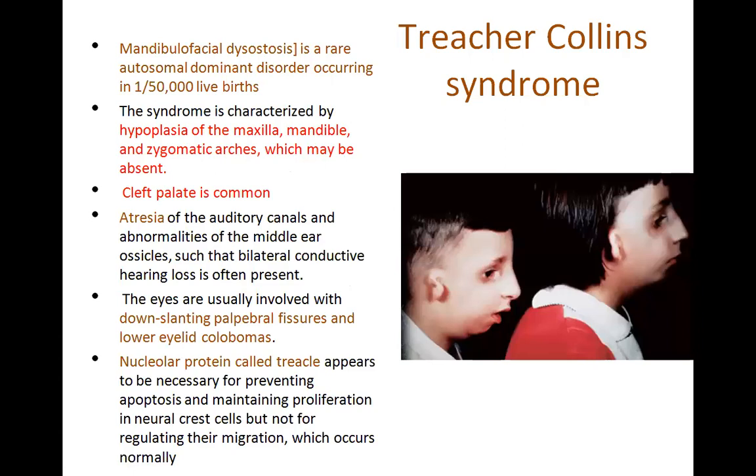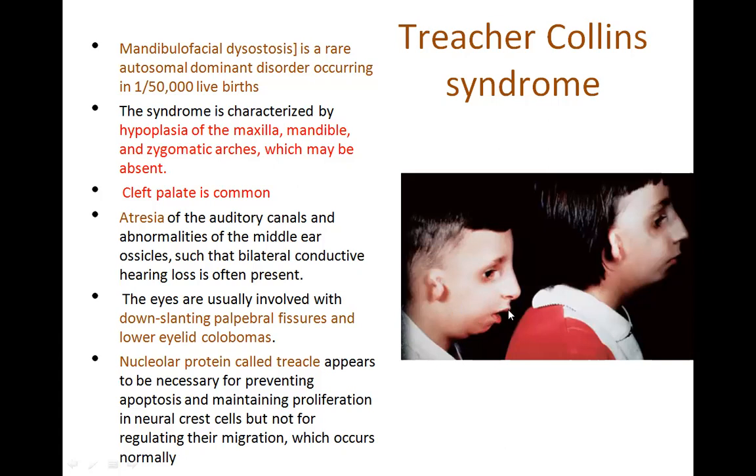Now the clinical considerations of the first pharyngeal arch, mainly the mesodermal components. The first one is Treacher-Collins syndrome. It is also known as the first arch syndrome, also known as mandibulofacial dysostosis, and it is an autosomal dominant disorder. It is characterized by hypoplasia of the maxilla, mandible, and the zygomatic arches. Hypoplasia means a small mandible, maxilla and zygomatic bone, and these arches may be absent also.